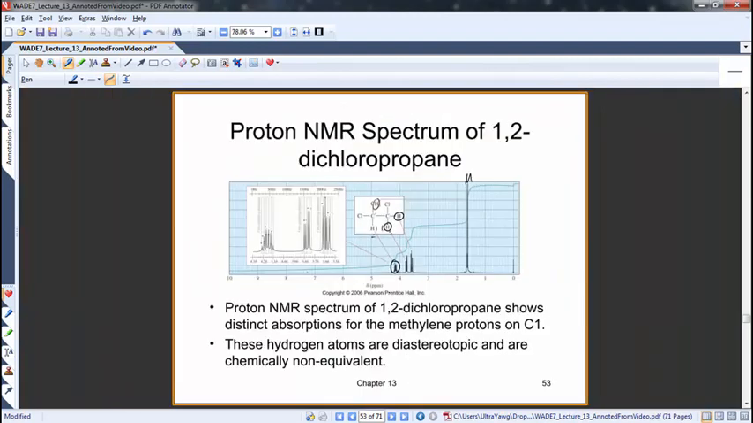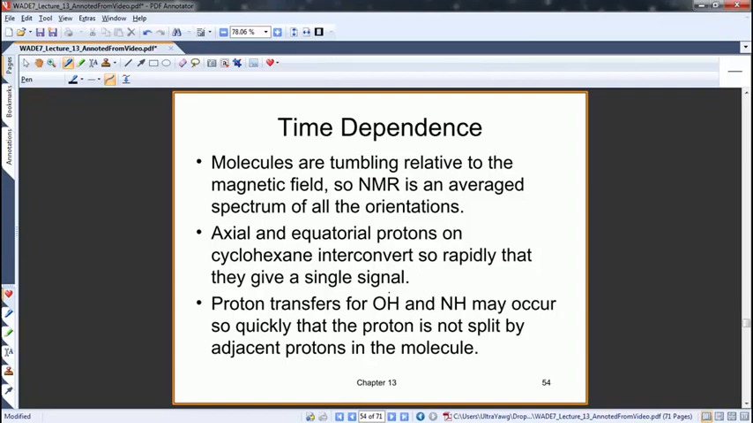Okay. So I'm not going to worry so much about time dependence for proton NMR. If we're talking about cyclohexanes, we know that we can have a proton in the axial, or it can do a chair flip and put it in the equatorial. They interconvert back and forth, so basically what we see is the average. Same thing for OH and NHs.